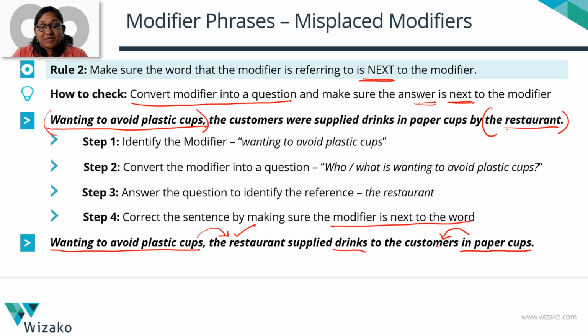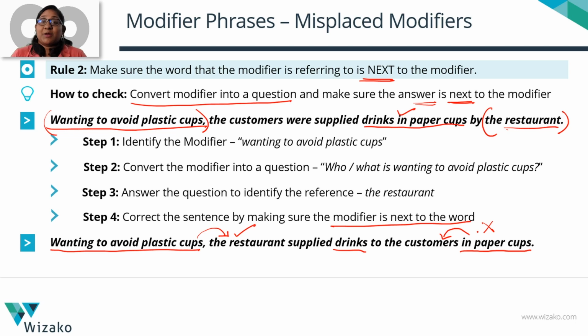So the meaning of this sentence actually is that the customers who were in paper cups were supplied drinks by the restaurant. That's the actual meaning of this sentence. Look at the original sentence. This error was not there. It very clearly says drinks in paper cups. This is a correct usage. This is an incorrect usage. Now you might ask, obviously, the customers are not in paper cups. The drinks are in paper cups.